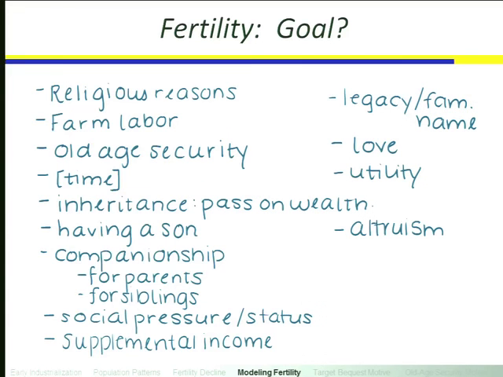Companionship, that's a goal. I want to have children because I want somebody to be my companion, and I'm an old woman. Social pressure, I want to have children because my parents are on my back, and if it's the only way to shut them up, I'll have a kid. Bad reason? Not a good reason, but anyway, could be.